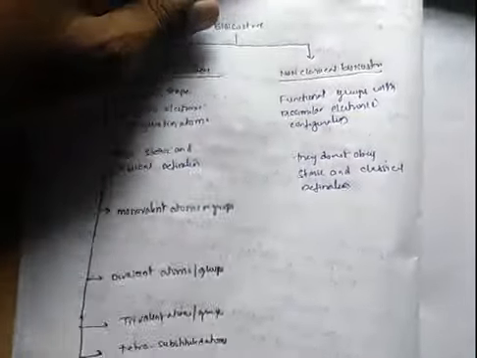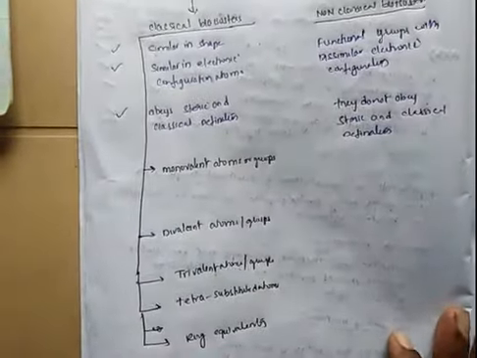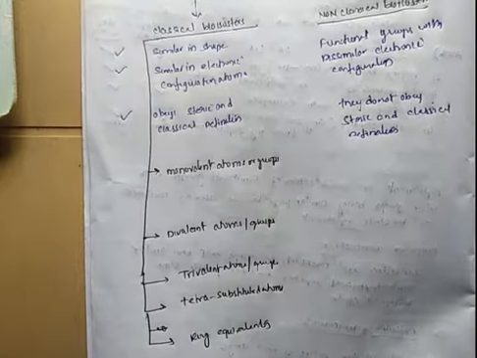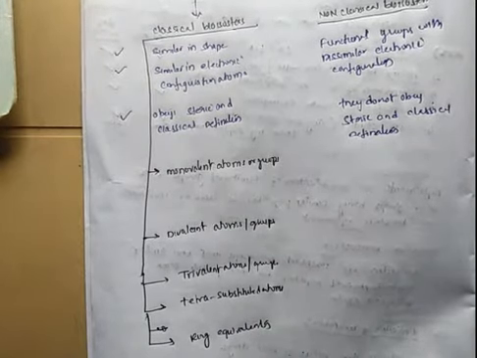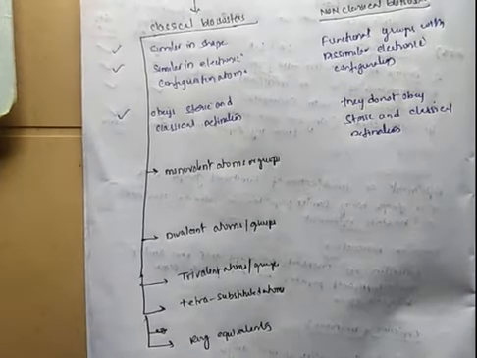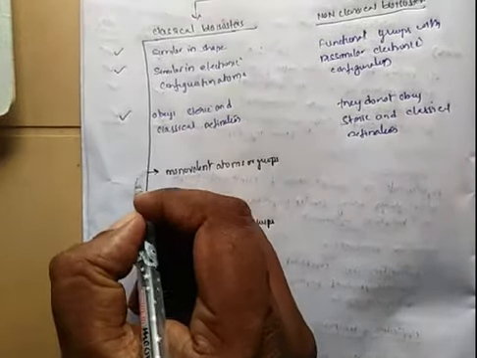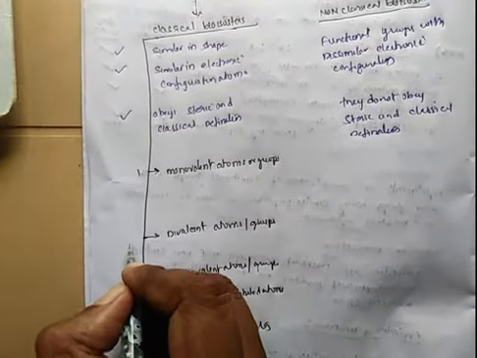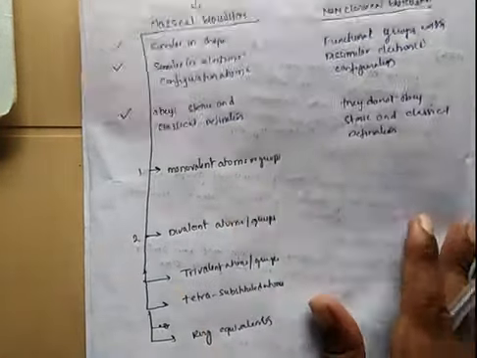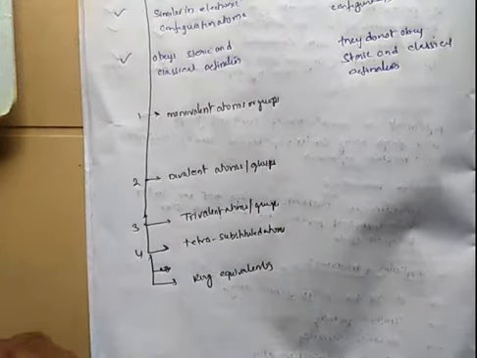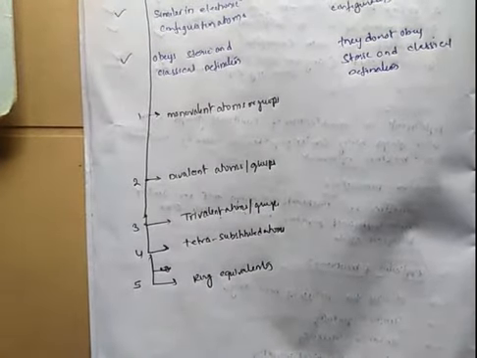So classical bioisosteres are majorly classified into five categories: monovalent atoms or groups, divalent atoms or groups, trivalent atoms or groups, tetrasubstituted atoms or groups, and last, ring equivalents.